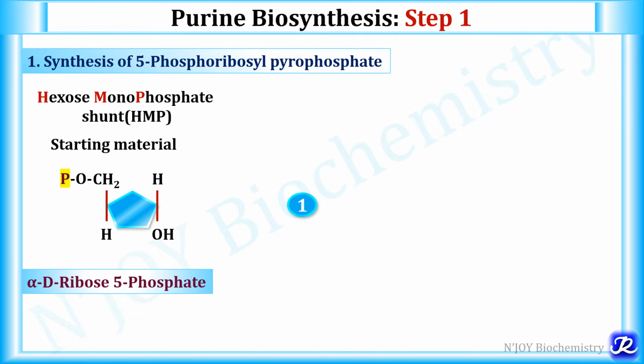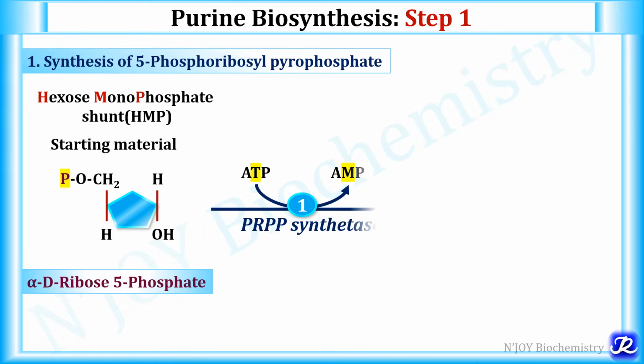So in the first step, what is involved? ATP. Here ATP is converted to AMP by the action of the enzyme PRPP synthetase. Whenever there is involvement of ATP, the enzyme will be a synthetase. Remember that. So the enzyme is PRPP synthetase because the product formed is PRPP, phosphoribosyl pyrophosphate, and in this step it is synthesized. That's why the name of the enzyme is PRPP synthetase.